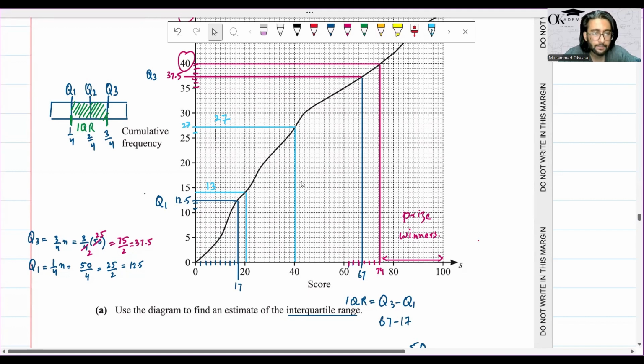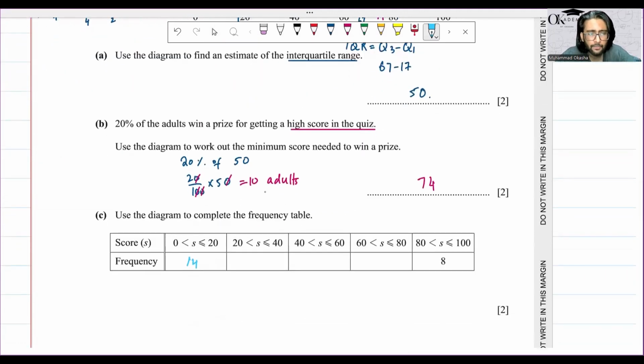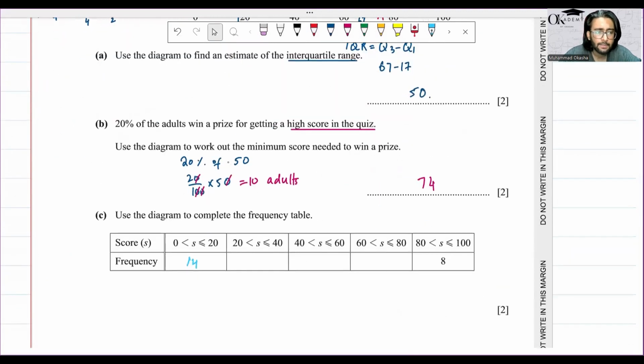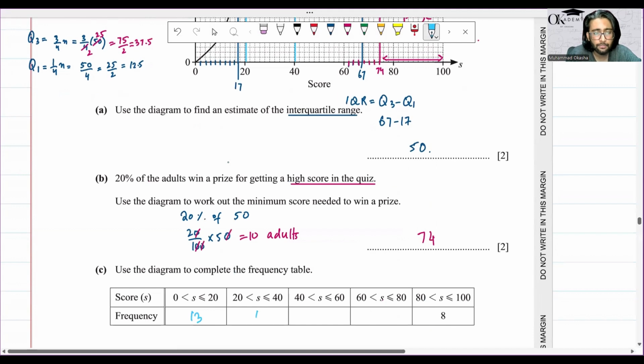27, 14. Okay. So that's 14. No, no, wait. This is 13. What am I doing? This is 13. Right. And the other one is 25, 26, 27. Okay. So 27 minus 13 would be 14.